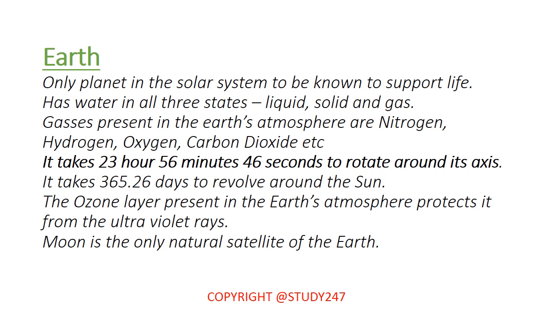Earth is the only planet in the solar system known to support life, because we live there. It has water in all 3 states: liquid, solid and gas. Gases present in Earth's atmosphere are nitrogen, oxygen, carbon dioxide, etc., and the most abundant one is nitrogen, about 78%. It takes 23 hours 56 minutes 46 seconds to rotate around its axis, and 365.26 days to revolve around the Sun.